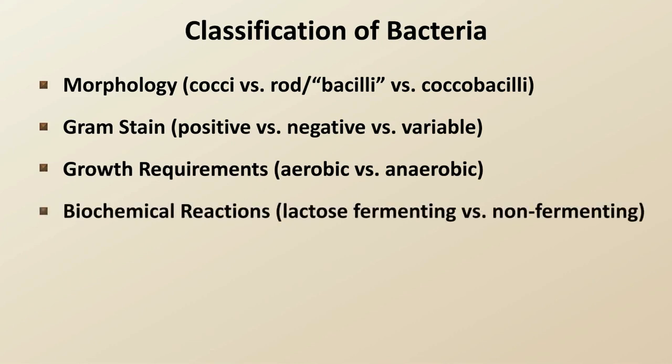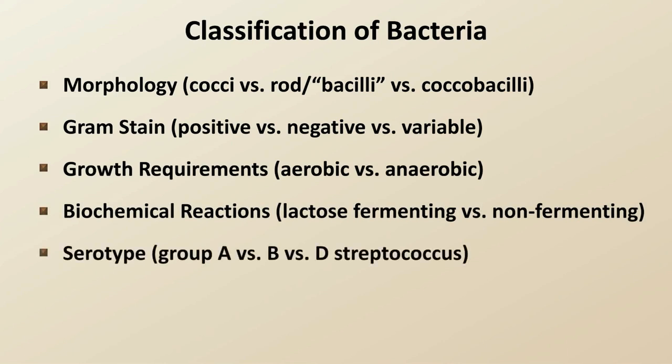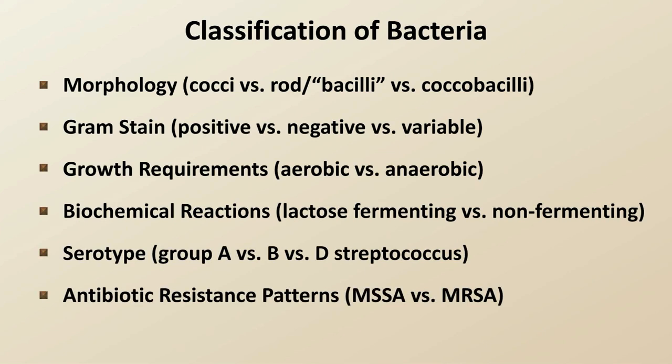What types of biochemical reactions are they able to undergo? Some bacteria, specifically Streptococcus, are classified according to serotype. Within a single species of bacteria, further distinction can be made based upon antibiotic sensitivity, for example, methicillin sensitive versus methicillin resistant strains of Staph aureus. And finally, the most recent development in bacterial classification is rRNA sequence analysis, which has helped greatly with formal taxonomy, but which has no routine clinical application.